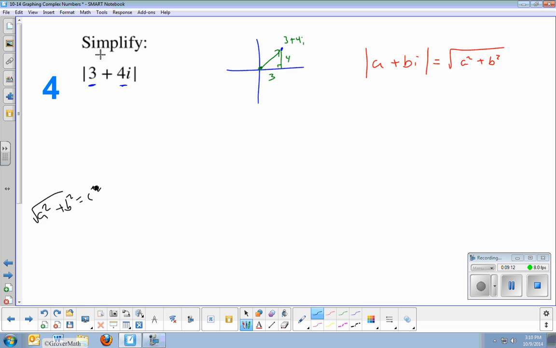So when you're doing these absolute value things, you pretty much just completely ignore the i part here, and just focus on the 3 and the 4. And so this would be the square root of 3 squared plus 4 squared. And you're going to end up with 9 plus 16 is the square root of 25, which equals 5. And so the answer here for this one is 5.